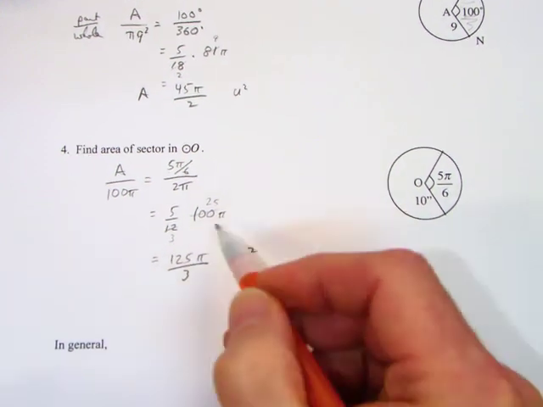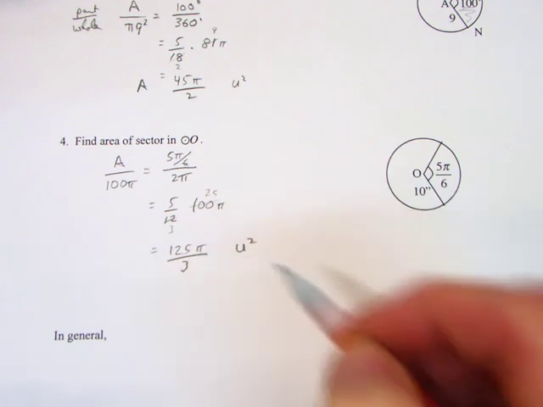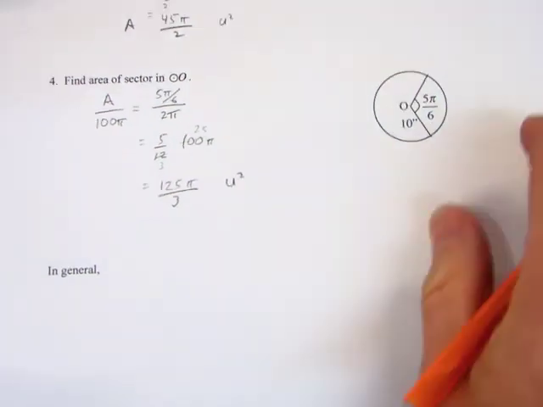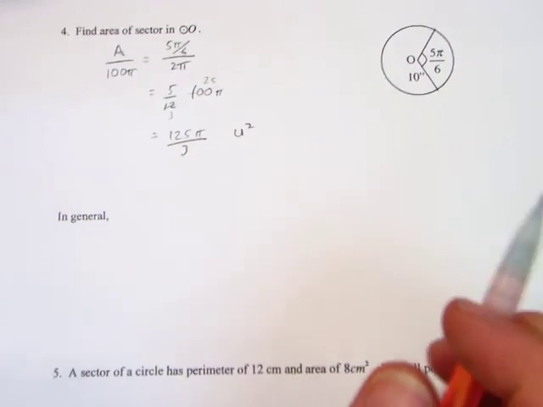units squared. And this is an example of what I was talking about before. 125 over 3 is not an integer, so don't try to convert that into a decimal. It's best just to leave the fraction.